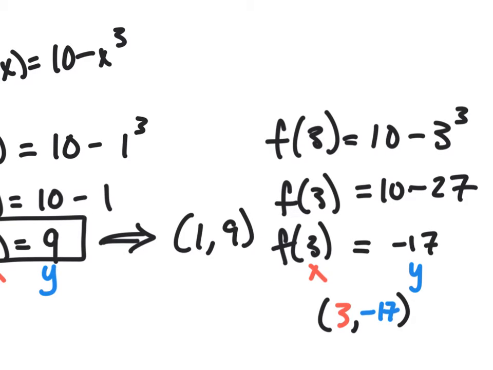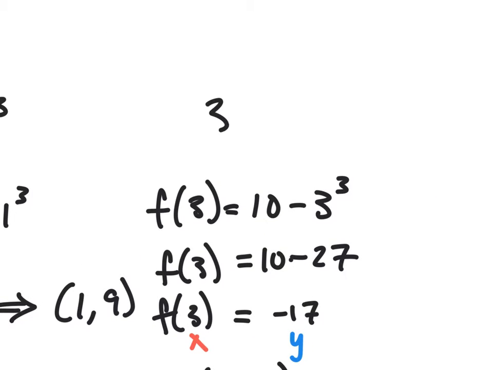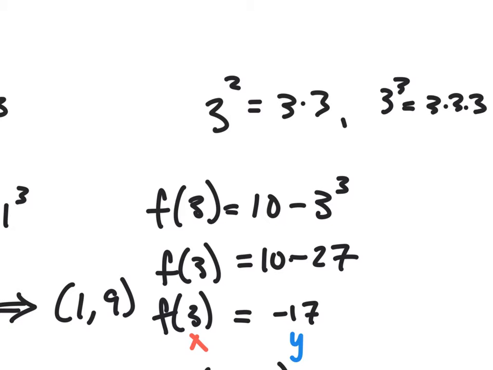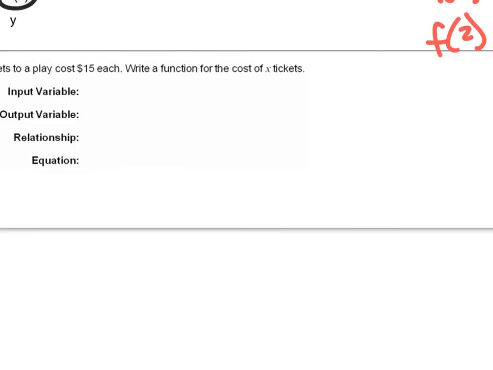Another problem is the cube. How am I supposed to solve it? Well, if you have 3 cubed, 3 squared means you have 3 times 3. If you have 3 cubed, that means 3 times 3 times 3. If you had 3 to the 4th power, that's 3 times 3 times 3 times 3. Okay, gotta move on.